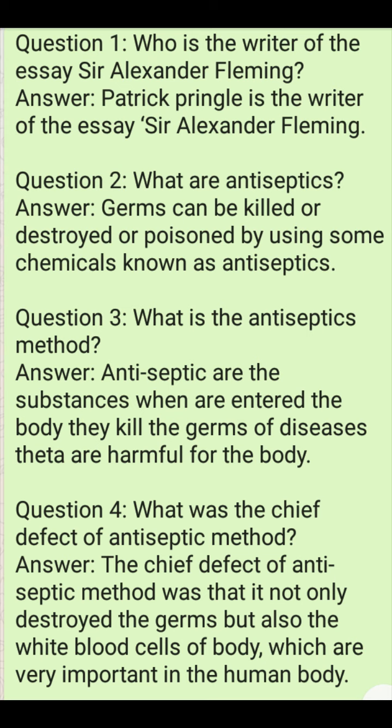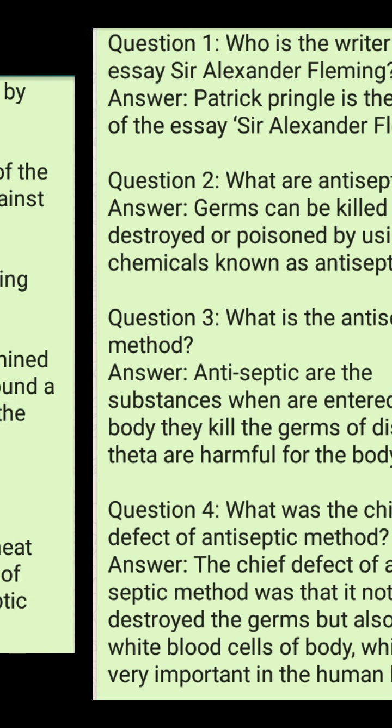Question number 4. What was the chief defect of antiseptic method? Mainly what was the demerit? The chief defect of antiseptic method was that it not only destroyed the germs but also the white blood cells, leukocytes of the body, which are very important in the human body. This was the main defect of antiseptic method.